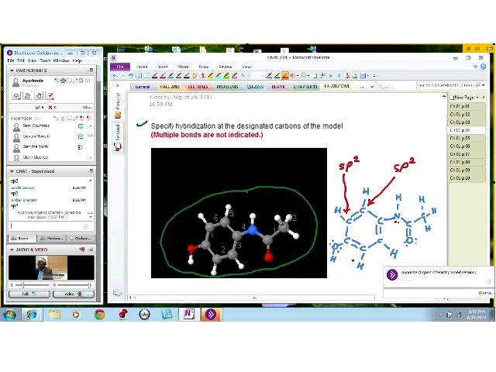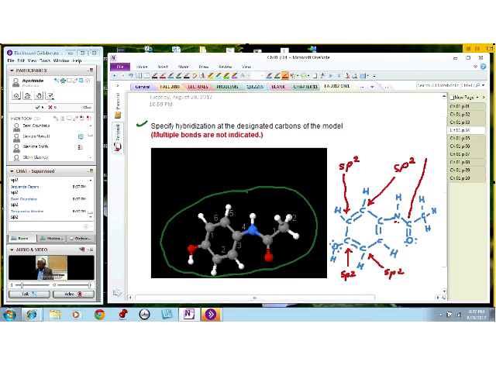Okay, about this carbon here. sp2. About this carbon here. sp2. Now, the same thing with this carbon, so we know this is also sp2. How about this carbon here? That carbon, sp2. Okay, very good.